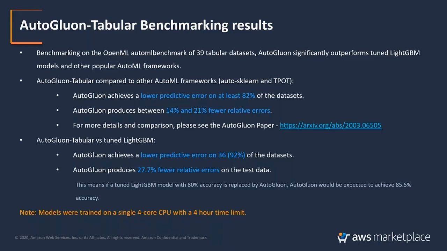I mean, you're removing about a fourth of the errors that you get, and with no real change to the work that you've put in, right? And models were trained on just a single 4-core CPU with a 4-hour time limit, very easily obtainable hardware nowadays. So even if you just have an old laptop, you could install AutoGluon on it, or use fairly cheap instances on AWS Marketplace. You don't need to have a massive GPU instance.